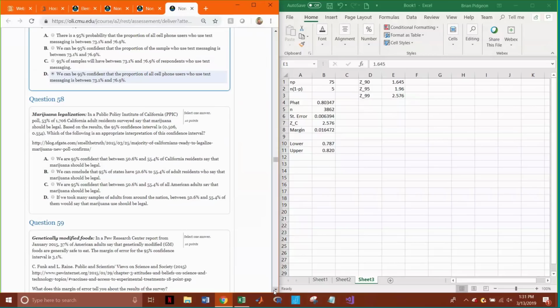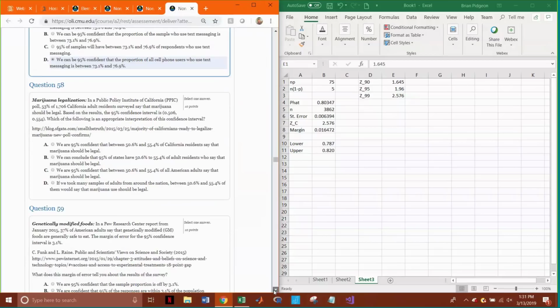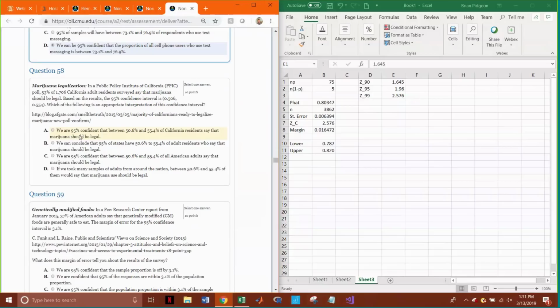We're looking to see the proportion of California residents who say that marijuana should be legal. So based on the results, the 95% confidence interval is 0.506 to 0.554. So their interval specifies a majority say that it should be legal. So we are 95% confident that between 50.6 and 55.4% of California residents say that marijuana should be legal. And then you're done. That's your interval.